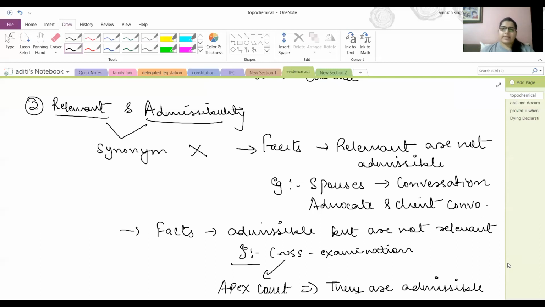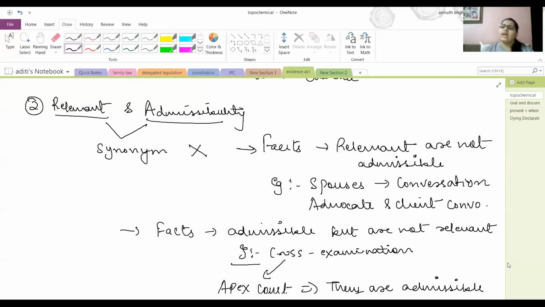There can be a case that there are certain facts which are relevant but are not admissible in the court of law. For example, if the spouses are having a conversation with each other, this is something which is relevant, but it cannot be admitted in the court. Similarly, if a client and an advocate are having some conversation with each other, although it is relevant in the eyes of law, it cannot be taken into the court, claiming that, see, me and my client had this particular conversation.